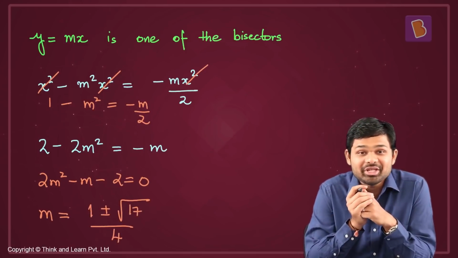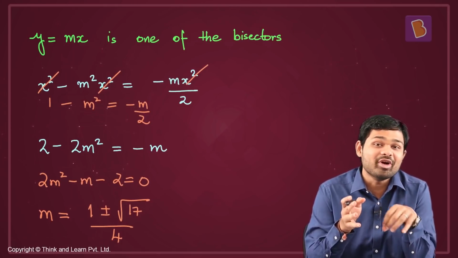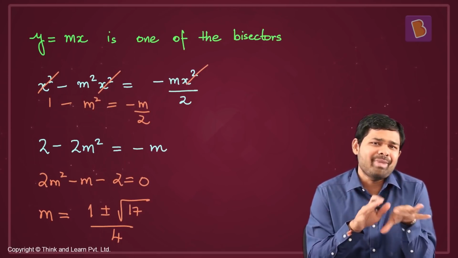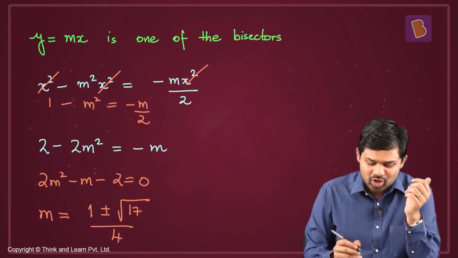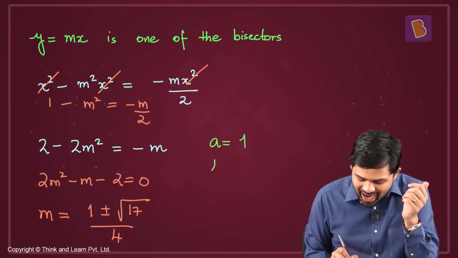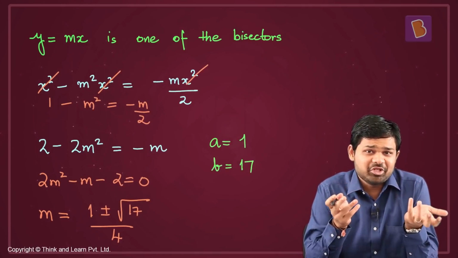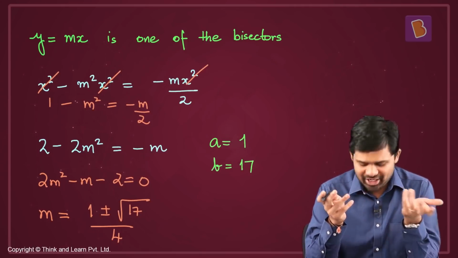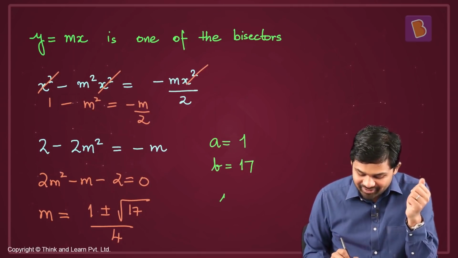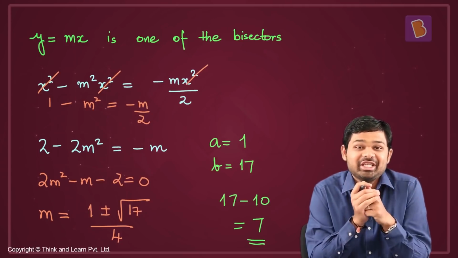What has been told in the question? They've told that the value of m is a plus or minus under root b over 4. So that matches with this m that has been given. So immediately I can say that a equal to 1 and b equal to 17. Now remember the fancy expression which we had to find the value of, that was b minus 10 times a, 17 minus 10. So the correct answer to this integer kind of question is number 7.